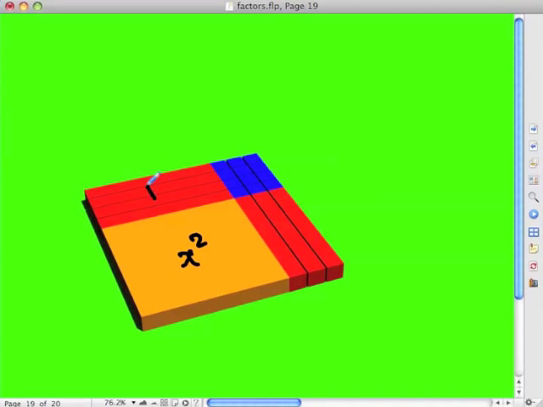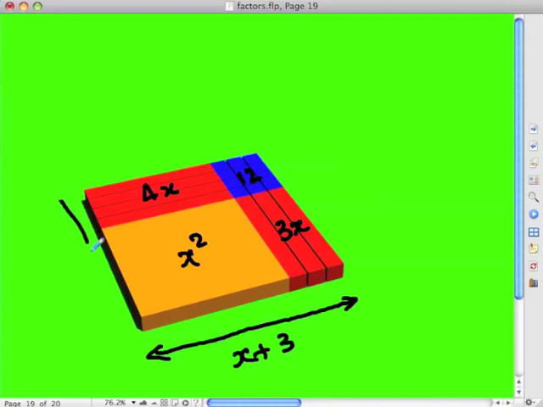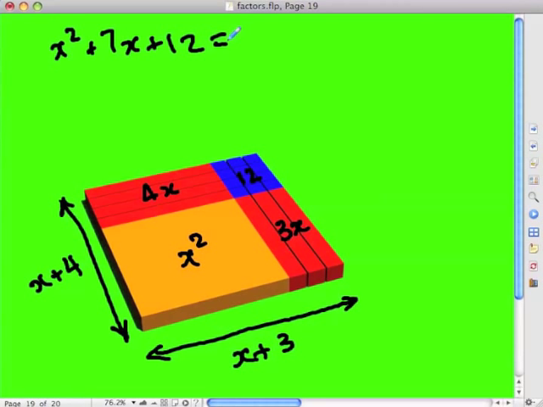Have a look at when they're organised this way. Here's my x squared. There's 4 of the 7x, and there's another 3, and here's my 12. Have a look at what the sides are now. Remember, the side of that x squared was x by x, so this side length here is x plus 3, and then this side length here is x plus 4. So the whole quadratic, x squared plus 7x plus 12, can be thought of as the multiplication of two numbers. So I'm going to put them in brackets so that we can see them distinctly. x plus 3, that's one of the sides, multiplied by x plus 4. So there's the factorisation of x squared plus 7x plus 12 into x plus 3 and x plus 4.